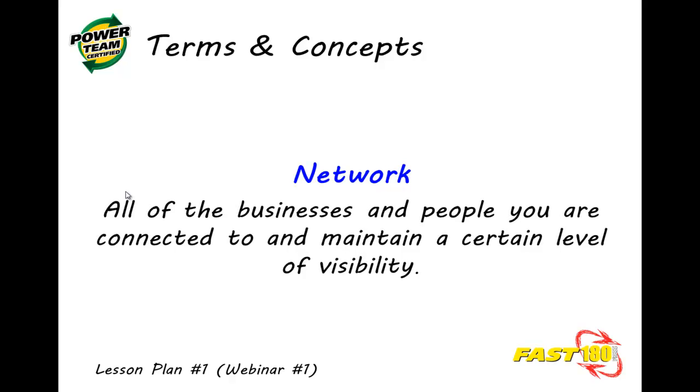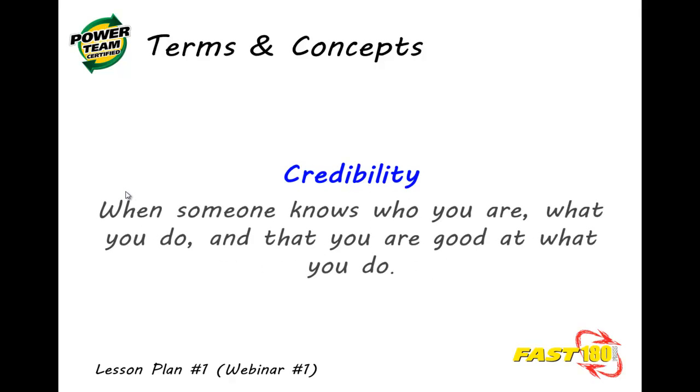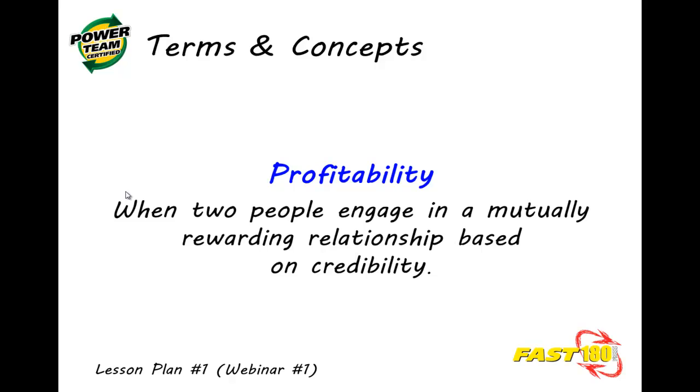When we're talking about a network, we're really just talking about people who you have a certain level of visibility with. Visibility is when someone knows who you are, what you do, and you know what they do. It's a reciprocal relationship, particularly from the power team standpoint. Next is credibility. This is when someone knows not only who you are and what you do, but that you're good at what you do. Profitability is when you're exchanging referrals based on credibility.